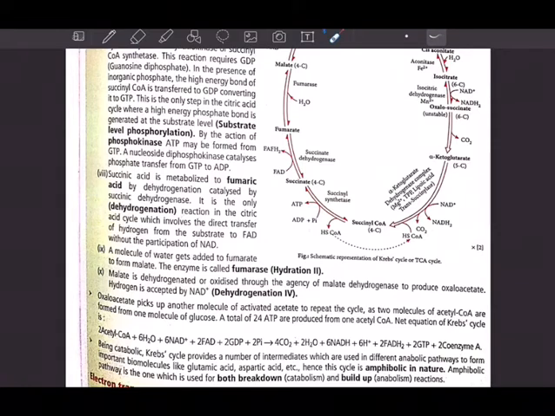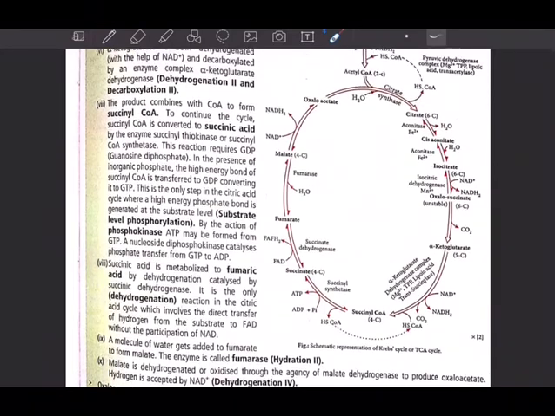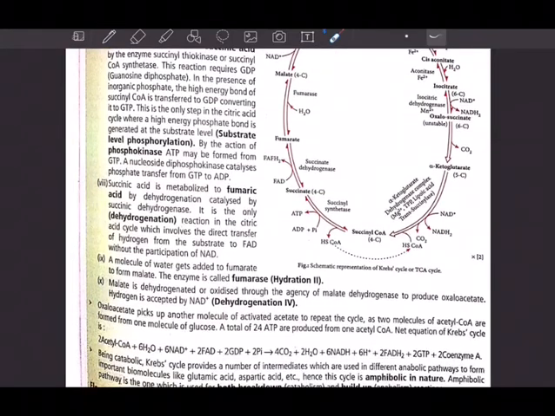It is the only dehydrogenation reaction in the citric acid cycle that involves the direct transfer of hydrogen from the substrate to FAD without the participation of NAD. This is the first step where FAD is getting hydrogenated. So FAD is converting into FADH2. So there it is, FADH2. A molecule of water gets added. See, in other reactions you have noticed water is removed in some places, but here from fumaric acid to malic acid, water is added in the presence of fumarase.